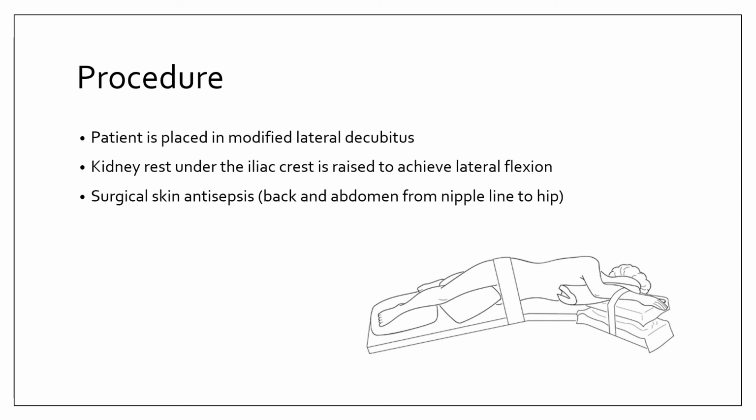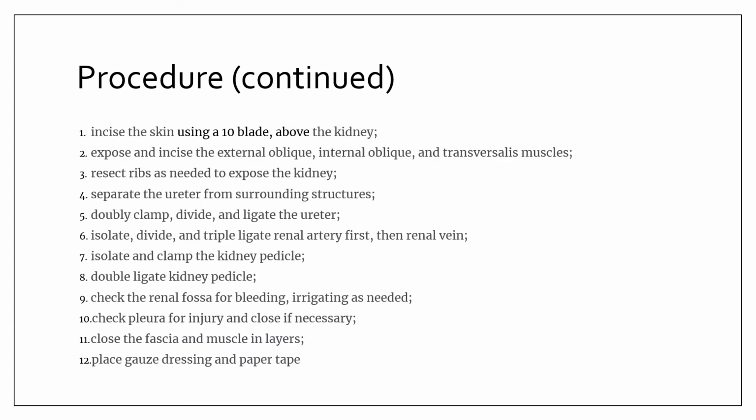So a patient is placed in a modified lateral decubitus position, as you can kind of see pictured here. Then they will put this little piece on the bed, a kidney rest under the iliac crest, which will flex the patient up a little bit, just so that their kidney is at the highest point. And we will perform surgical antisepsis, back and abdomen from nipple to hip. So they have a very wide range of prep just because that surgical site is a little bit bigger.